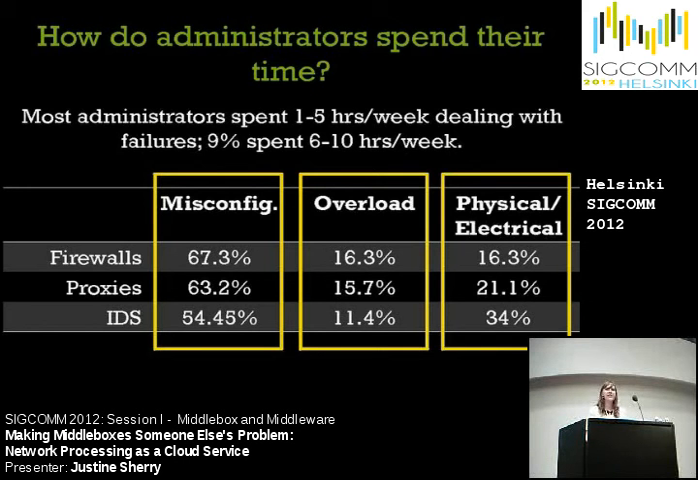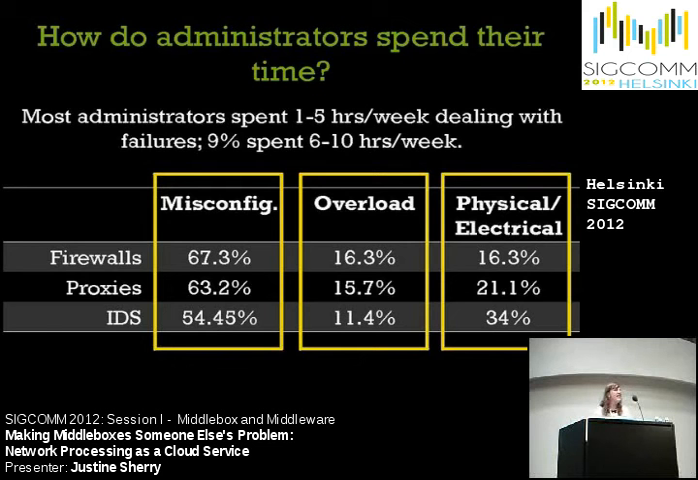So for 67% of network administrators, they said that the most common cause of failure for firewalls was just misconfiguration. Even for the experts, the ones who are commanding $60,000 to $80,000 salaries for their skill sets, managing middle boxes is an extremely error-prone endeavor. For the latter two, the second most common causes of failures were overload and physical and electrical failures. So overload simply means that there was too much traffic offered to the device and it couldn't handle it. And physical and electrical failure means that there was just a hardware outage or a power failure.